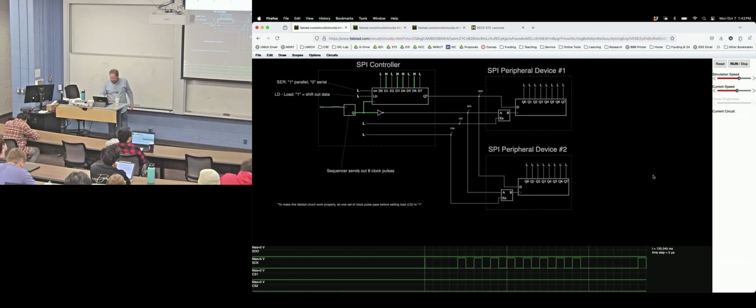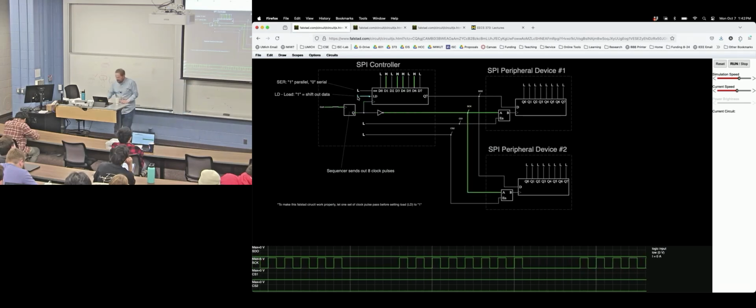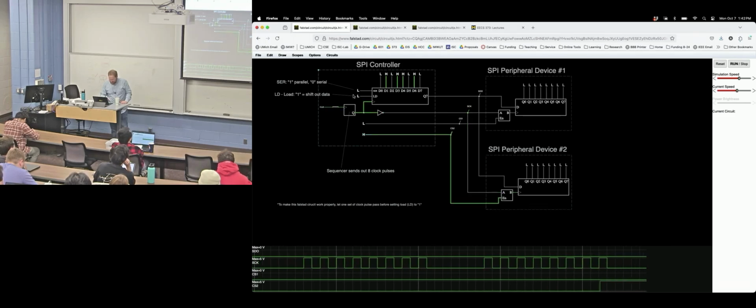And then, so here we have our SPI controller. We have parallel data in. We can load that parallel data with this load button. To make this simulation work, you want to have one SPI clock cycle go first. Of course, that's not how it really is, but in Falstad, it just makes life a lot easier. And then we have peripherals here. So we have a serial peripheral 1 and serial peripheral 2. We'll go and select one of those. So here's the select pin. And now I will go and load this out.